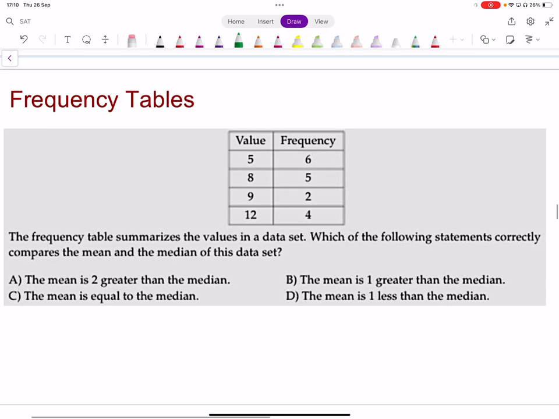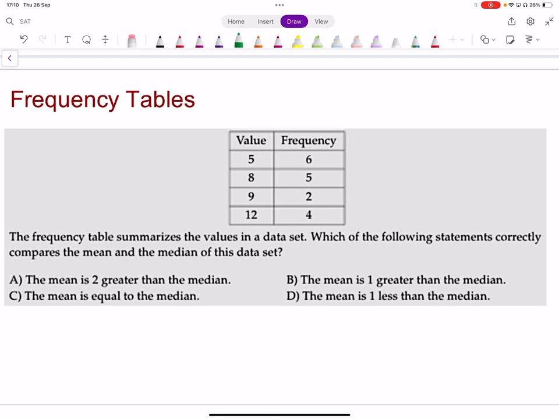Now, sometimes you have frequency tables as well. You've seen this before in O-levels as well. Now, they could be in column form or row form, it doesn't matter. The frequency table summarizes the values in the data set. Which of the following statements correctly compares the mean and median of this data set? Now, remember how we find mean of a data set like this? Sigma fx over sigma f. All of you have done this, right? Sigma fx over sigma f.